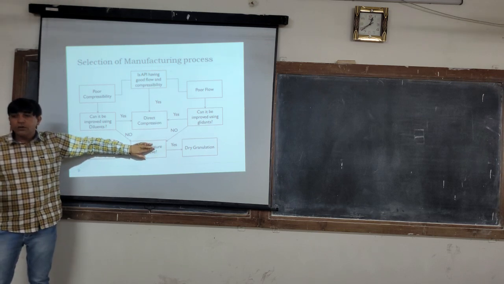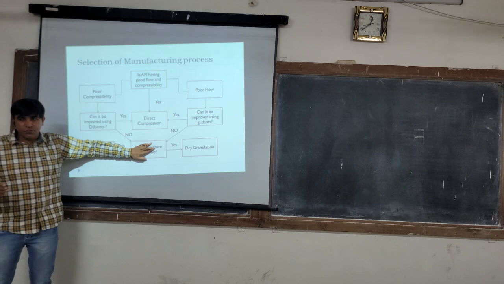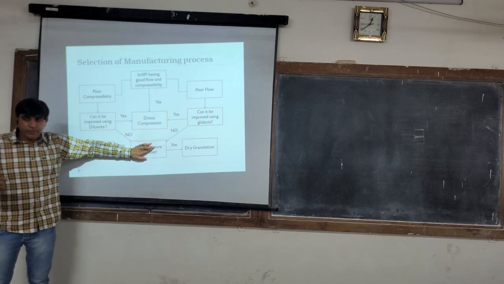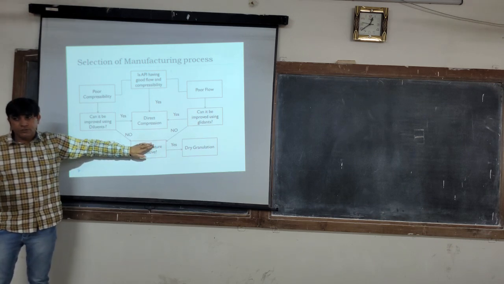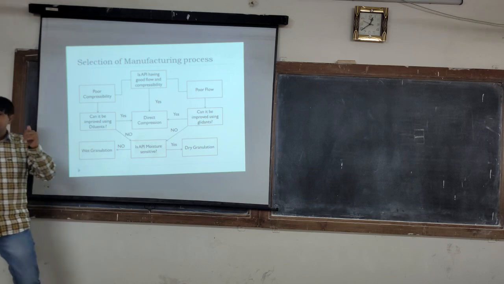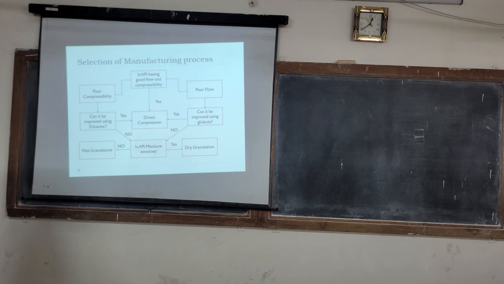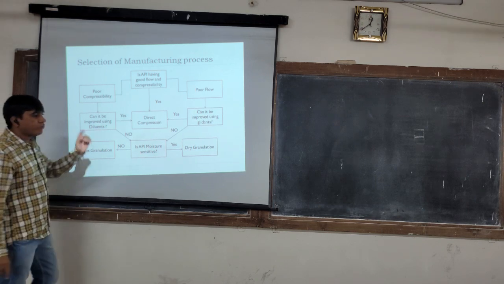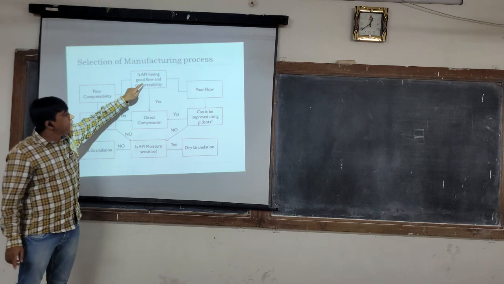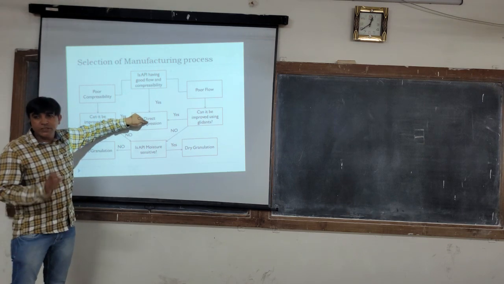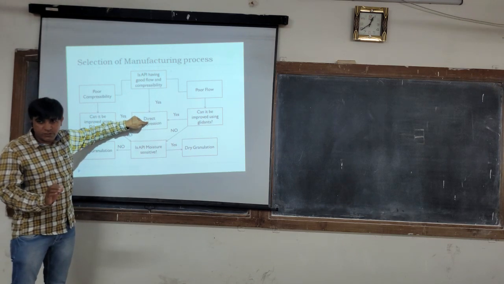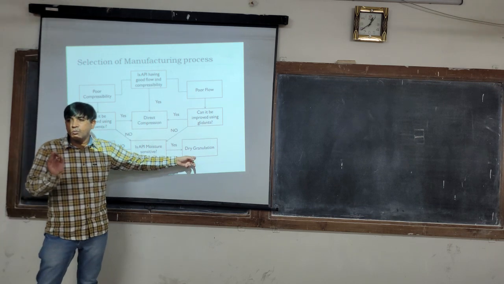granulation. Now, is your API moisture sensitive? If yes, we cannot go for wet granulation. We need to go for dry granulation. If your API is not moisture sensitive, not harmed by moisture, we can go for wet granulation. Out of all these three techniques, direct compression is the fastest and cheapest, while dry granulation is the most tedious one.